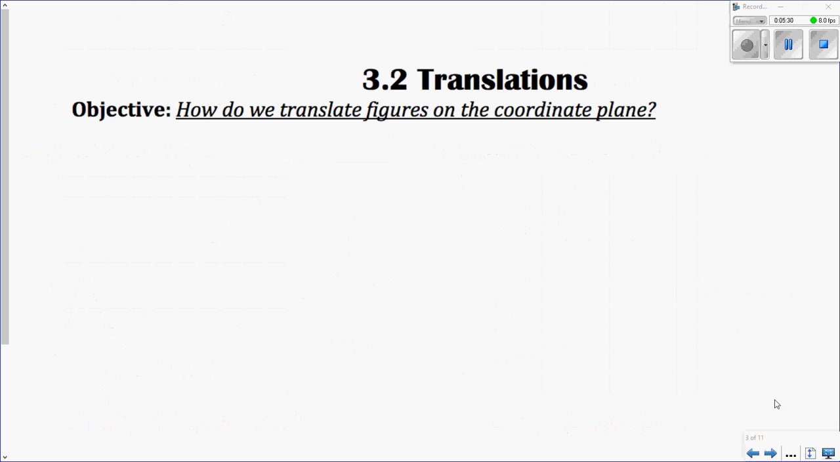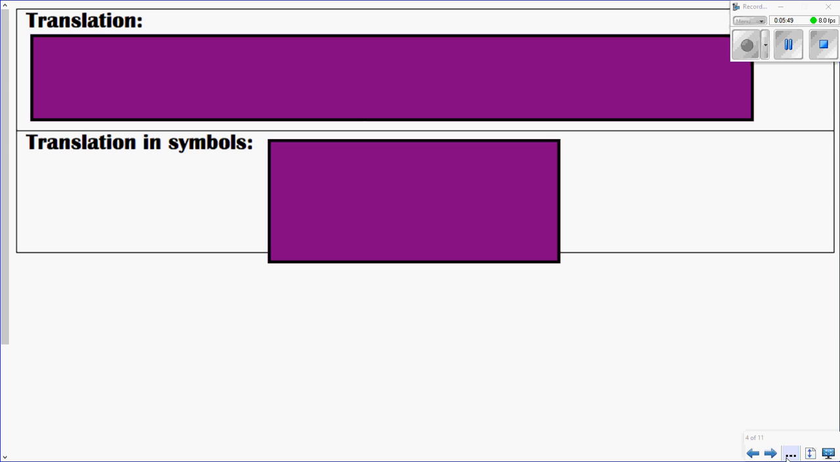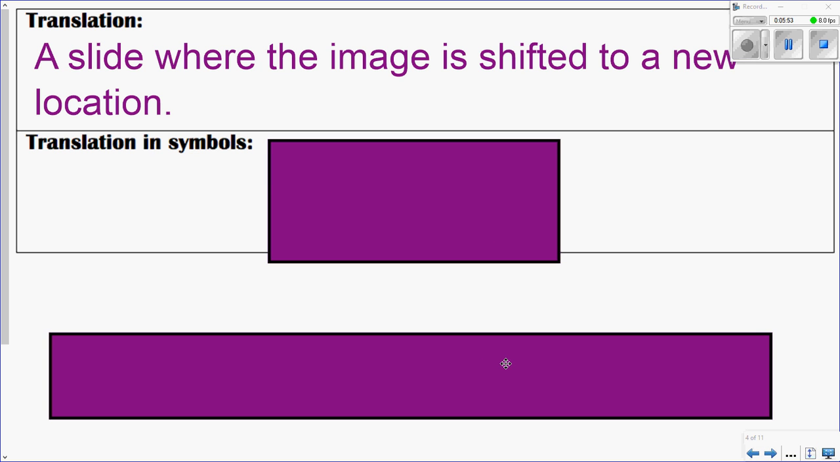All right, so today we're going to be doing translation. That's another type of transformation. And the objective is, how do we translate figures on the coordinate plane? If you can think back to that video that I showed you, they did mention translation. If you forgot, translation is a slide where the image is shifted to a new location. So that means it either goes left or right, or it goes up and down.